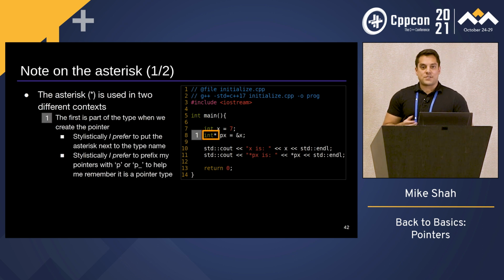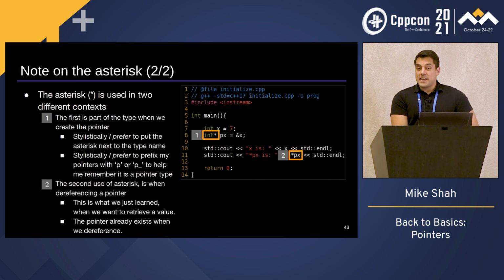Okay, so note on this asterisk, because again, it's appeared 2 times in 2 different contexts, and I don't want you to have to guess where it goes. So the first part is with the type. Stylistically, I like to put the asterisk right next to the int. You can do it either way, but I like to think of it as together with the type. And I also like to, when I'm naming my variables, prefix them with a p. That's why I've had px here. It just helps me remember that this is a pointer variable. Most of your IDEs or tools might help you with this. And then the second use of the asterisk, just to be clear, is when we're dereferencing. And that comes before the variable name here. So I'm trying to retrieve the value px here. Okay?